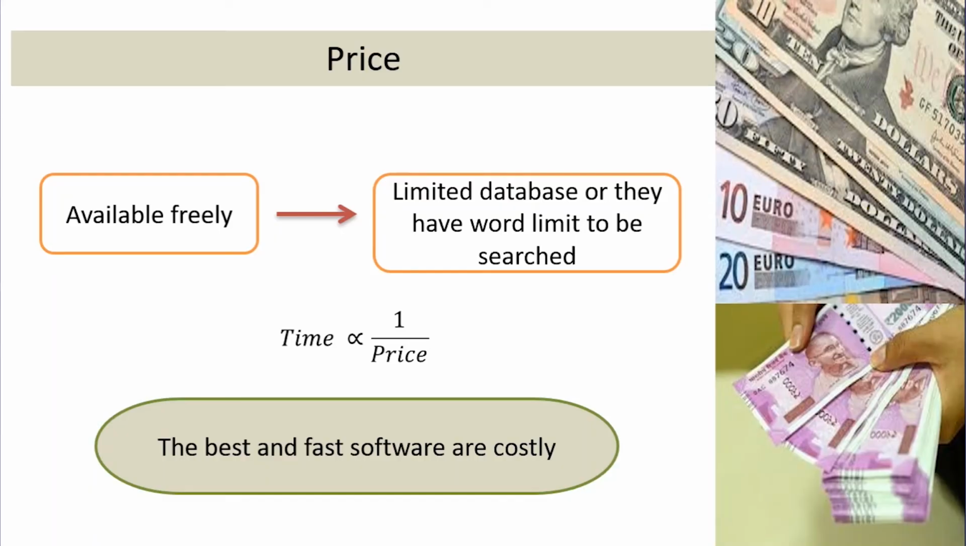So there are a few software which are freely available, but they have one limitation, that they have limited words per search. For example, Prepostseo, it is freely available, but it has a limited search of words, that is, it searches around 100 words per search.